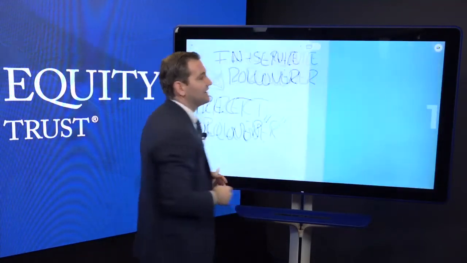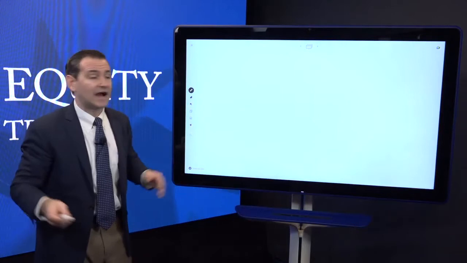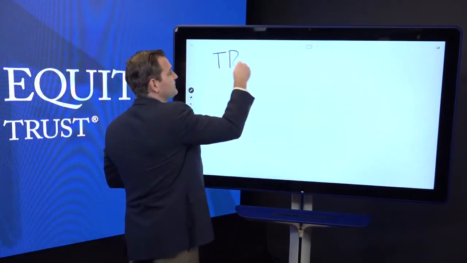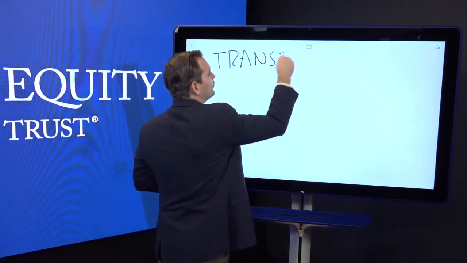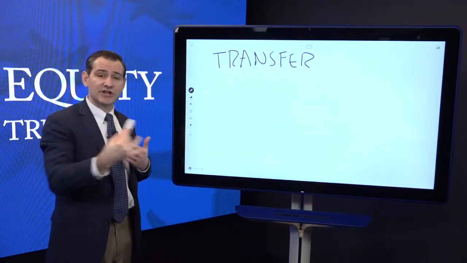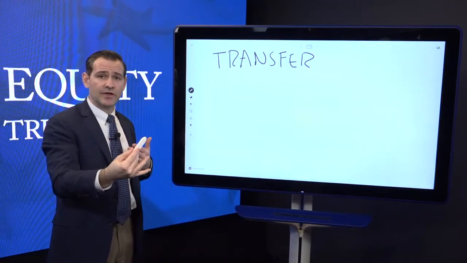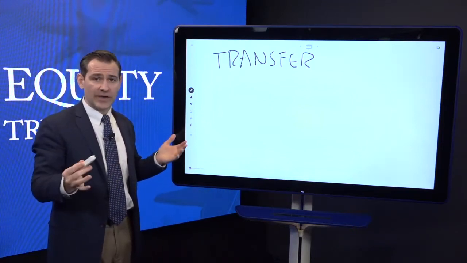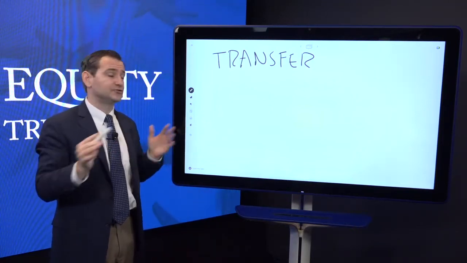All right, let's move on now to the IRA to IRA transfer. So if you have an IRA with another financial institution, you're simply going to initiate a trustee to trustee transfer. There's no tax liabilities, there's no penalties. You're simply moving from one account to another.